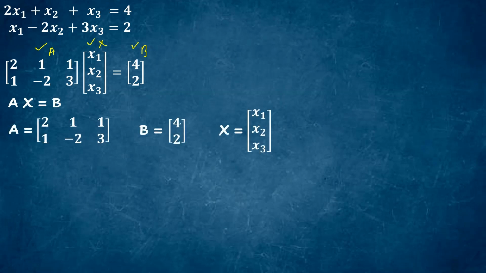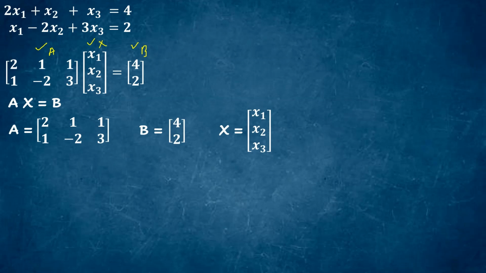We write this system in matrix form. We label the first matrix as A, the second matrix as X, and the third matrix as B. So we can write AX is equal to B, where A, B, and X are given.